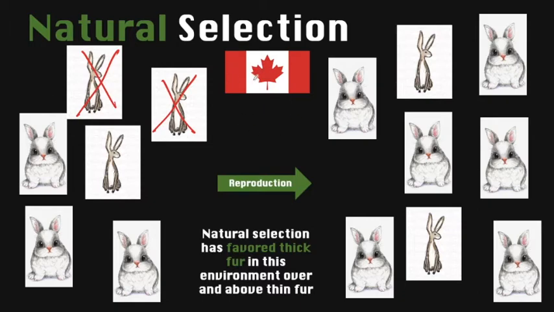Now, we can easily imagine some environment where thick fur would not be favored by natural selection, right? Like, think of rabbits that live in hot areas, like down in Mexico. Natural selection probably would not favor thick fur, because it's not advantageous to have thick fur in a hot climate. But it is advantageous in a place like Canada where it's cold. So here we can say that natural selection favored a certain trait in this environment over and above thin fur.